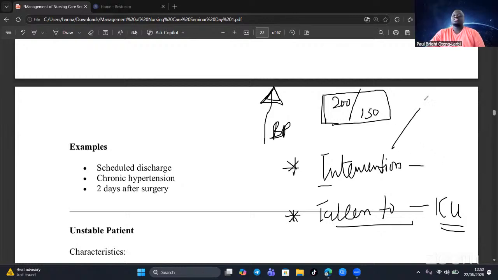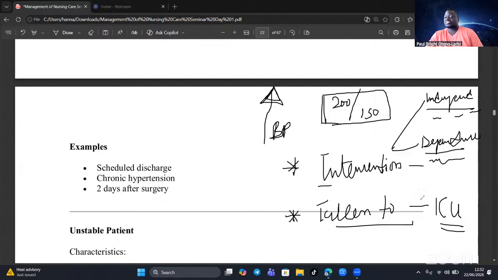Okay. So under independent intervention, you say you put the patient on monitor, you do so and so. Okay, cool. Dependent, you call the doctor, and the doctor will make some orders, which include transferring to ICU. Getting blood samples, everything. Okay, yeah. So that is how you should do it. Or telemetry unit, perfect.